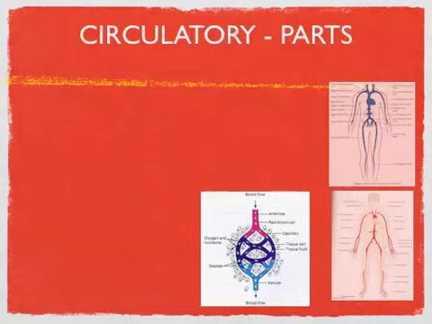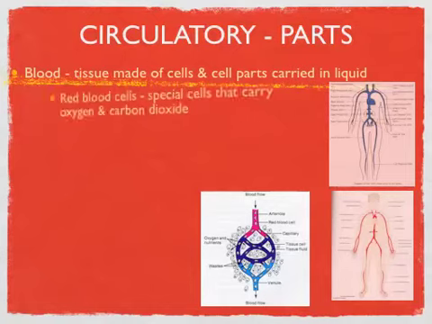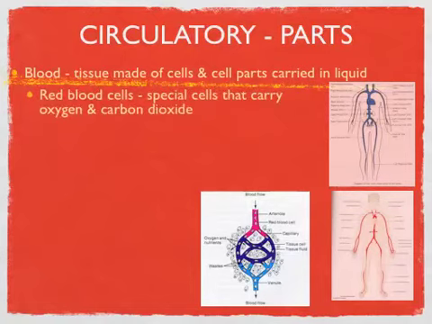Here are the parts of the circulatory system. There are quite a few, so be patient with me. The first part is blood, and this is actually a tissue that's made up of cells and cell parts that are carried in a liquid. One type of cell that you'll find in blood is red blood cells. These are very special cells, and they're responsible for carrying oxygen and carbon dioxide.